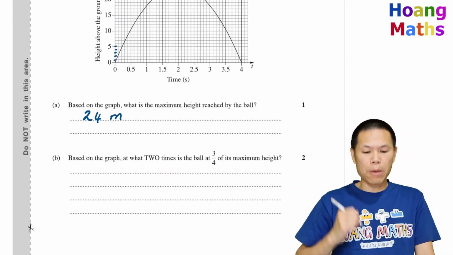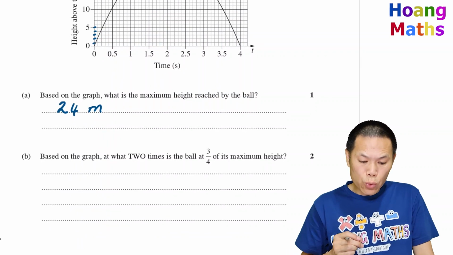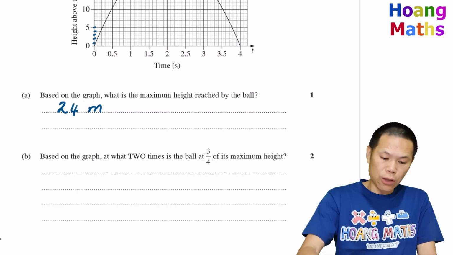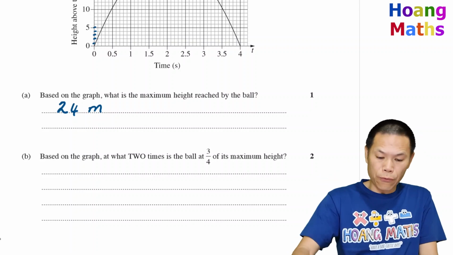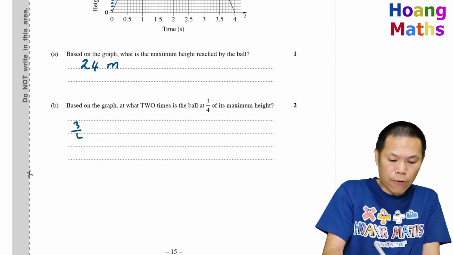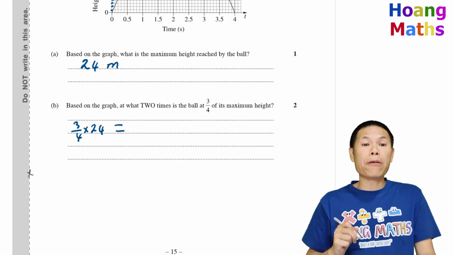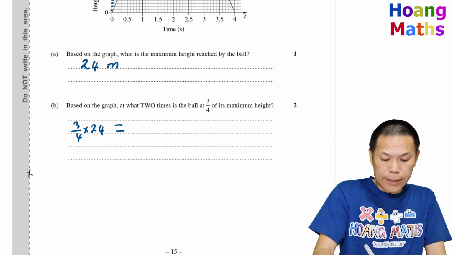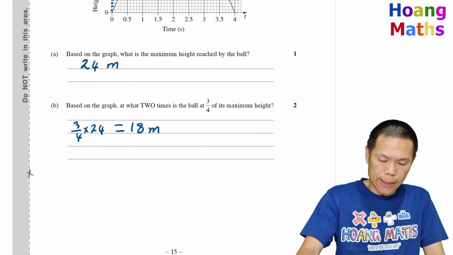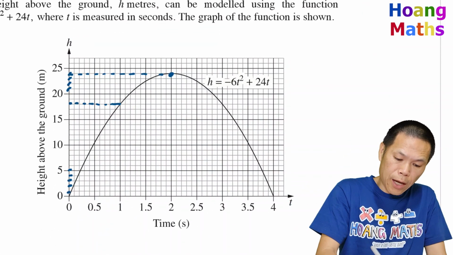is the maximum height. Part B, based on the graph, at what 2 times is the ball at 3/4 of its maximum height? We know that maximum height is 24. So 3/4 of that: 3 over 4 times 24. 24 divided by 4 is 6, and 6 times 3 is 18. So 18 meters. Of course, you can just use a calculator. You should get 18. And then 18 is here. That is 18 meters high.